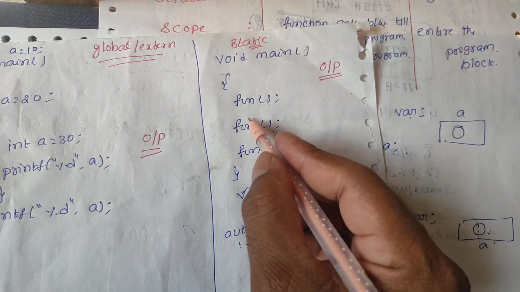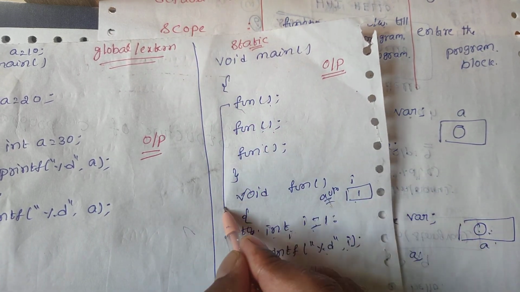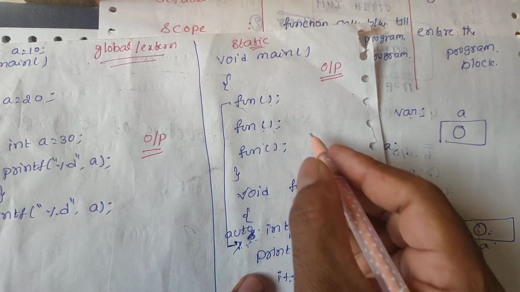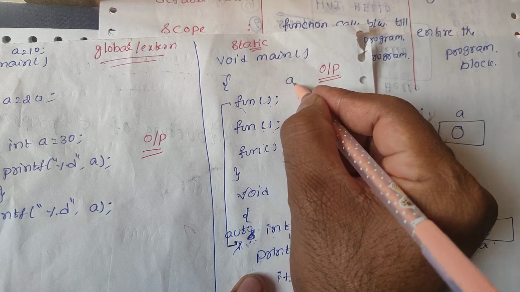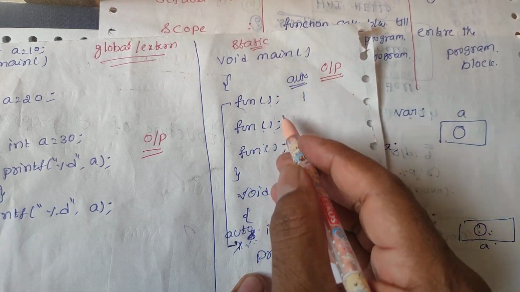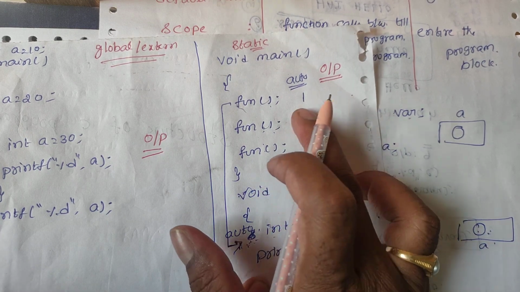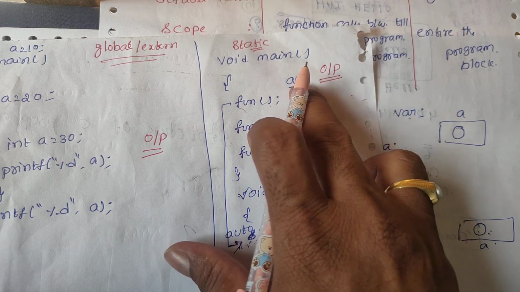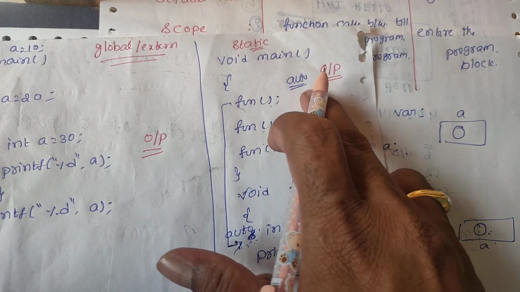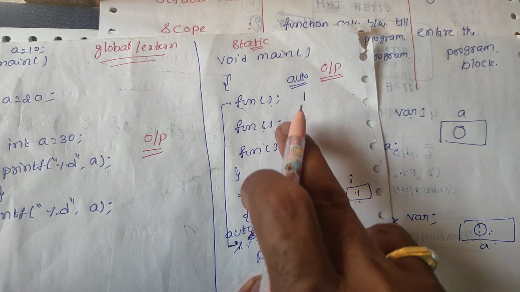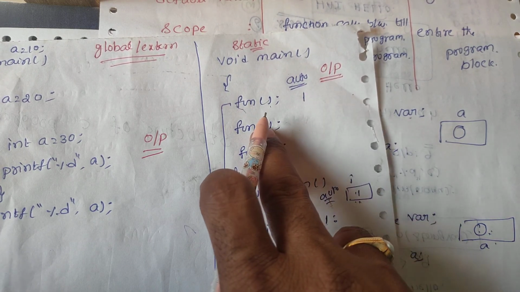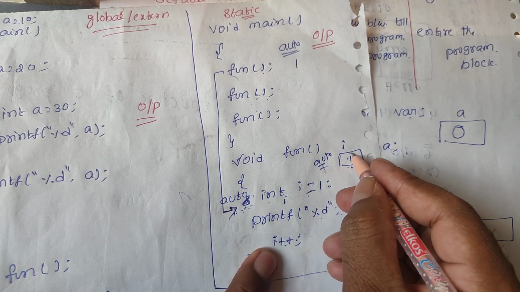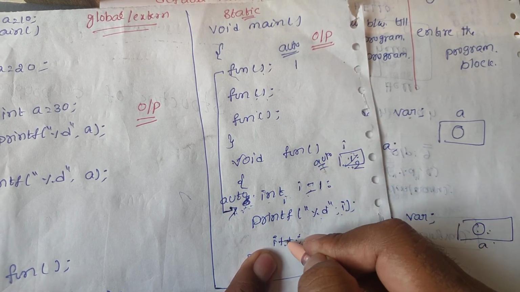Now I am explaining the automatic storage class first, then I will explain static, so we can clearly see the difference between automatic and static. When the first function is called, i is 1, and the output is 1. Then the function is called once again; i++ makes the value 2.